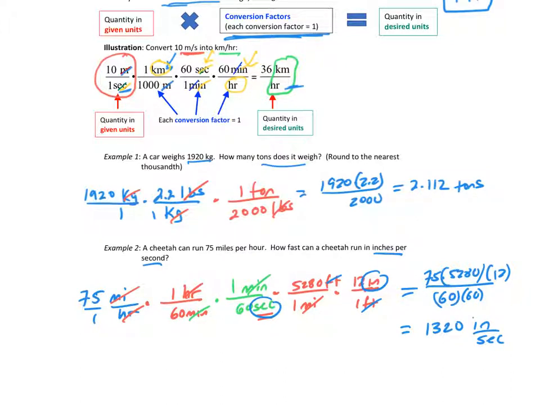Now I'd like you to complete the practice problems on the back side of this worksheet and then submit your completed notes and your solutions to the homework problems on Canvas.